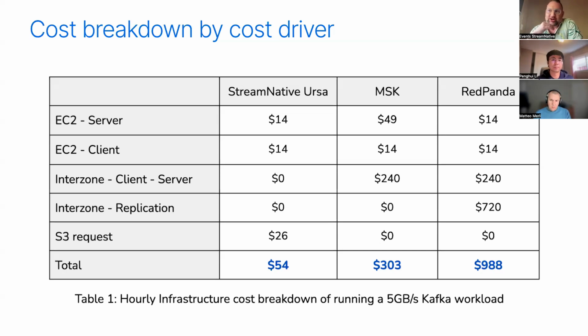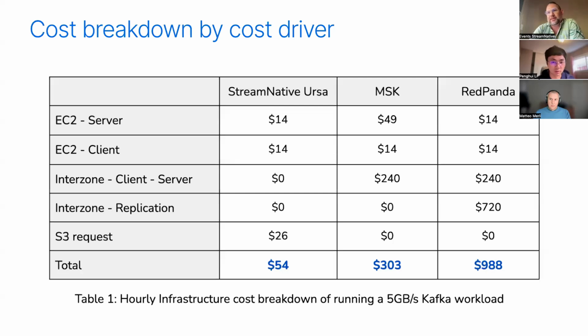And we're going to get into an architecture diagram, but first, before we do that, Pengwei, can you go ahead and describe a little bit about why MSK has such a high cost for interzone client server, and Redpanda has both for client server and replication, while StreamNative Ursa's is 0?